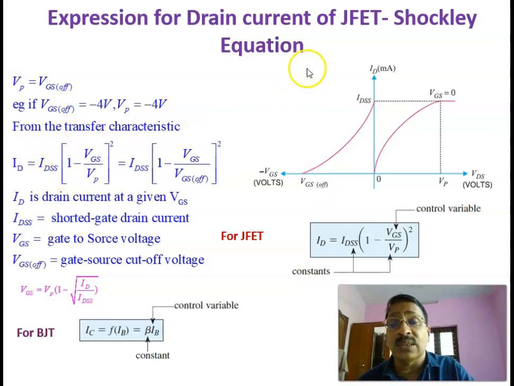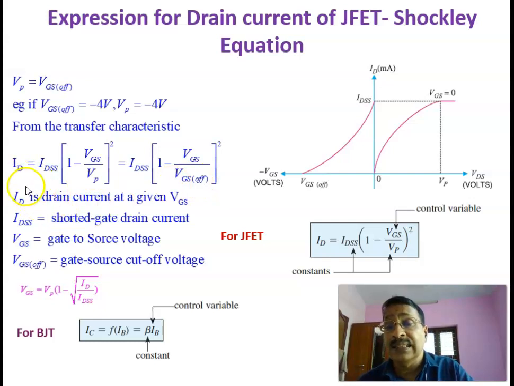And from the transfer characteristics, this equation can be written as ID equal to IDSS into 1 minus VGS divided by VP whole square. This equation is what we call Shockley's equation. This is the equation for this transfer characteristics, that is the relation between drain current as well as VGS. Since VP is same as VGS off, that can be replaced like that also: ID equal to IDSS into 1 minus VGS divided by VGS off whole square.